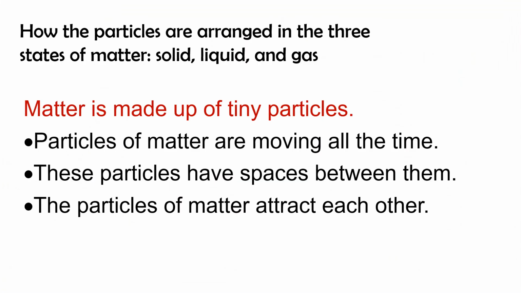So how are the particles arranged in the three states of matter: solid, liquid, and gas? Matter is made up of tiny particles. Particles of matter are moving all the time. These particles have spaces between them. That is why they can move freely, because there are spaces. The particles of matter always attract each other.